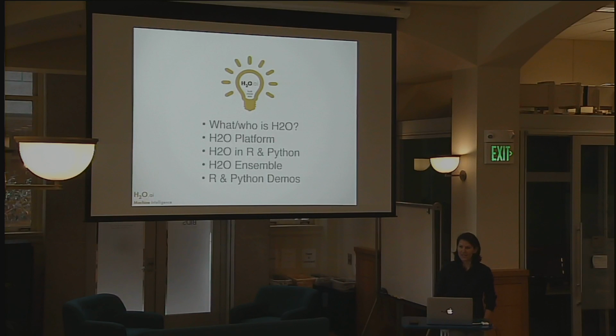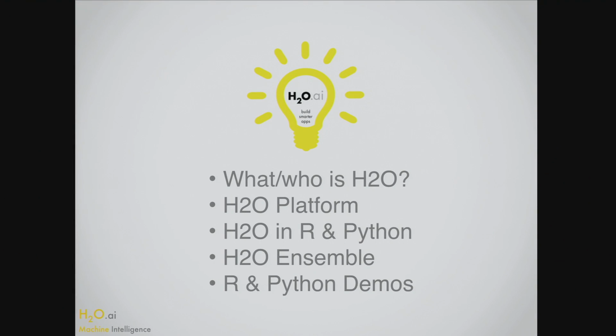Okay, so this is just the outline. I'm first going to say a little bit more about what H2O is and who we are. And then the H2O platform, I'll describe what the point of it is, like how is it different from Scikit-learn or some of the R libraries. And then I'm going to talk about the R API and the Python API. And if we have time, I'll say a little bit about this project called H2O Ensemble, which is a project that I work on, and it's something that I worked on when I was doing my PhD here.